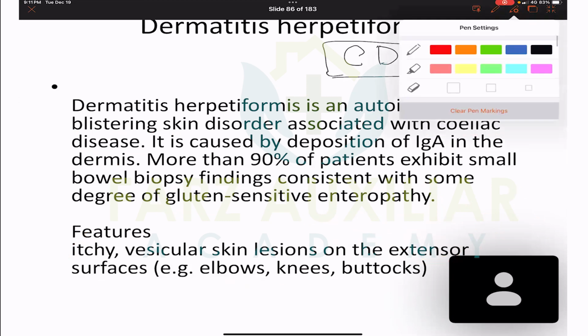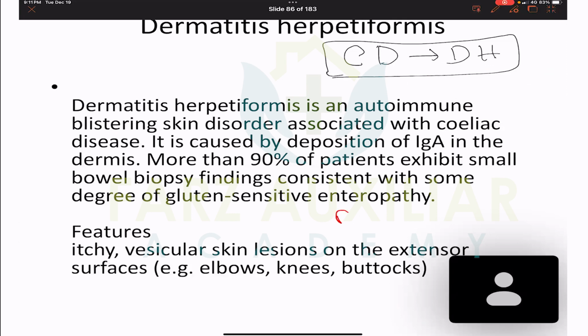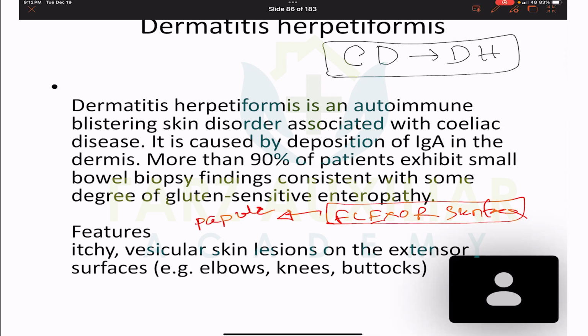We need to memorize that the extensor surface is the most important one. But on the flexor surface, of your hand or of the body, if there is any papule, that means a macular change that can be elevated. Macule means just a change in the coloration of the skin. Papule is just the elevated part of that macule, and it could be red, erythematous. So that is a papule. So itchy papule on the flexor surface.